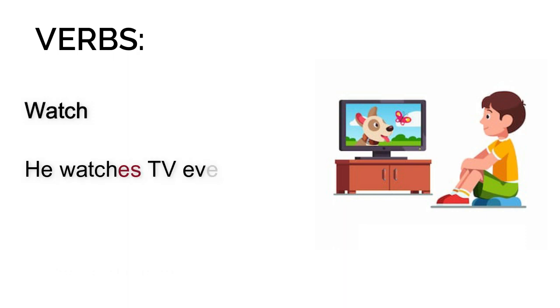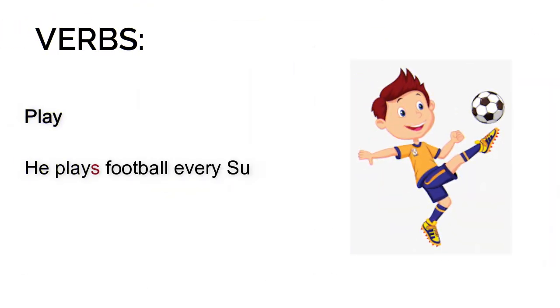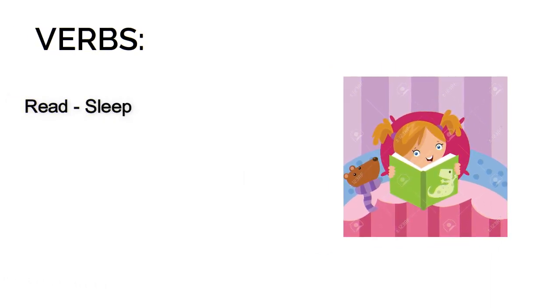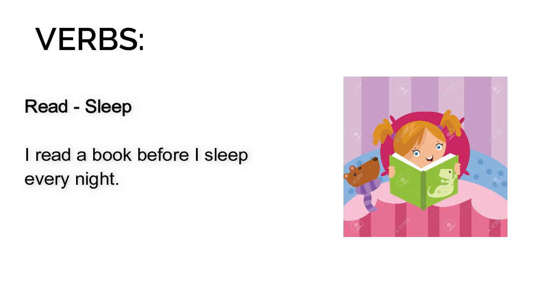Number 1, watch. Look at the picture. He watches TV every night. 2, play. He plays football every Sunday. 3, now here we have two verbs, read and sleep. Look at the picture. Listen. The little girl says, I read a book before I sleep every night.